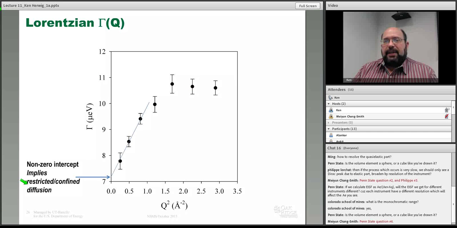If I plot the Lorentzian half-width that I get from that model as a function of Q squared, I find that it goes to a non-zero intercept. That is another indication and a hallmark of the fact that the motion is restricted. Restricted diffusion will always asymptote to some non-zero value of gamma at Q equals 0.